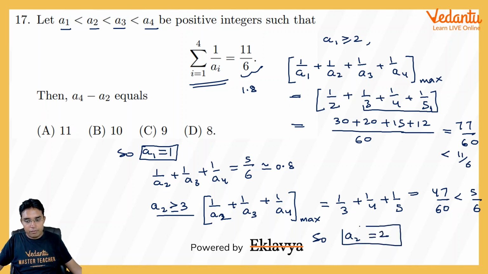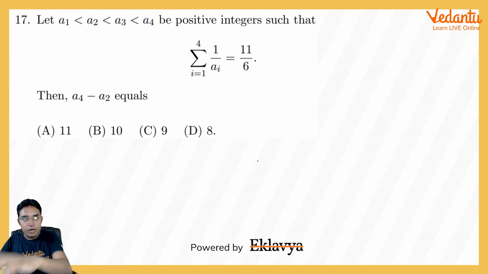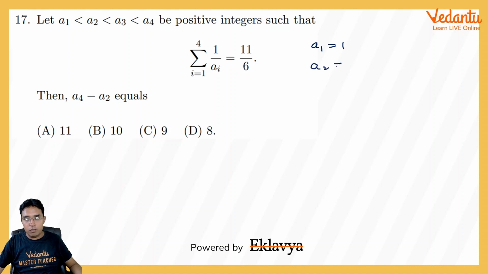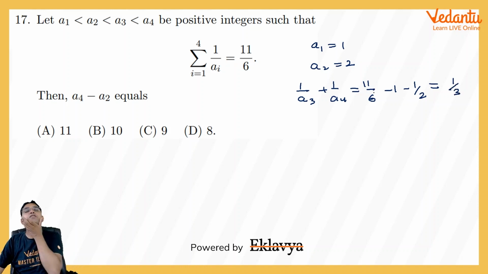So far we have found that A1 will be 1 and we have found A2 to be equal to 2. So the remaining 1 upon A3 plus 1 upon A4 will be equal to 11 by 6 minus 1 by 2, which will be 5 by 6 minus 1 by 2. So I think it will be 1 by 3.